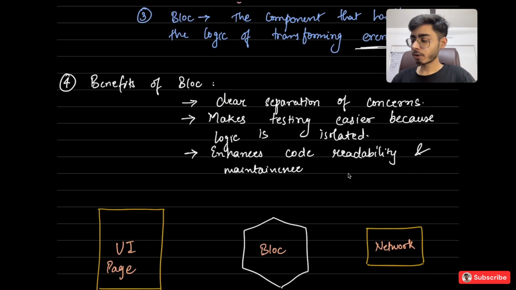Clear separation of concerns. So there is a concern. Let's say you are building a feature where you have to like a post, like a comment, or like something. That's a concern, a feature that you have to perform. Either you can write the complete API call and business logic in this one single file, or you keep them separated. For that second purpose, we need a component like bloc. So bloc actually separates your logic from the UI layer and from the network layer. So that's why we need bloc.